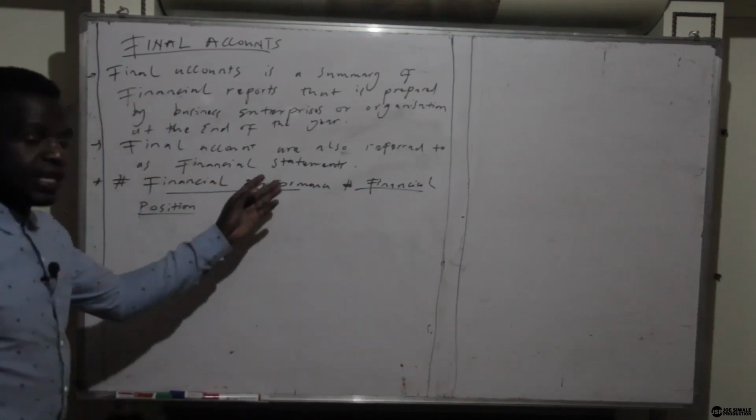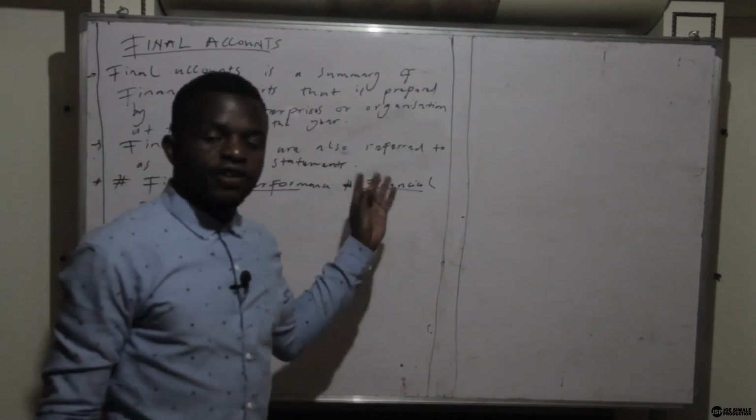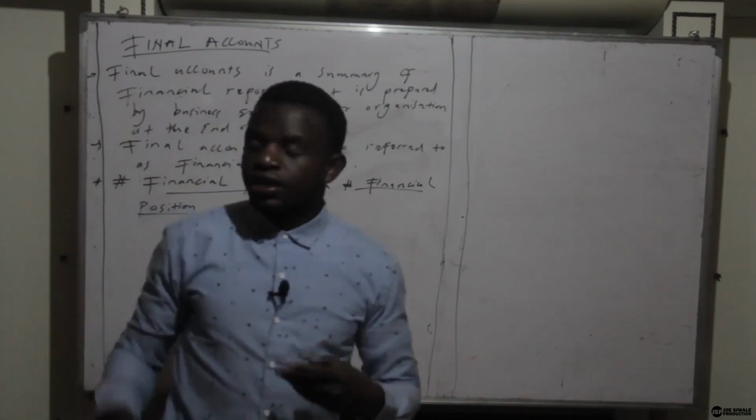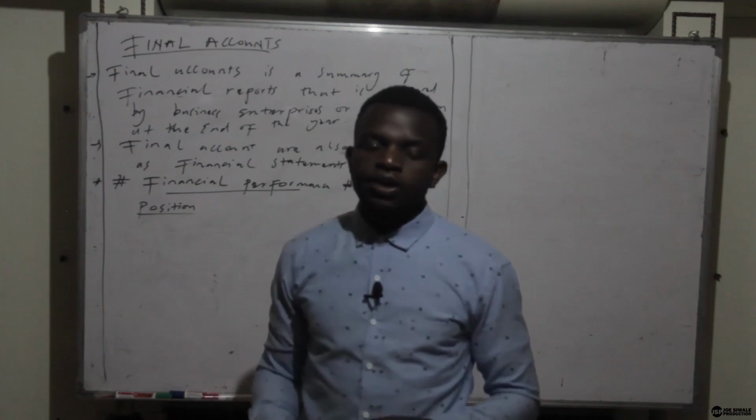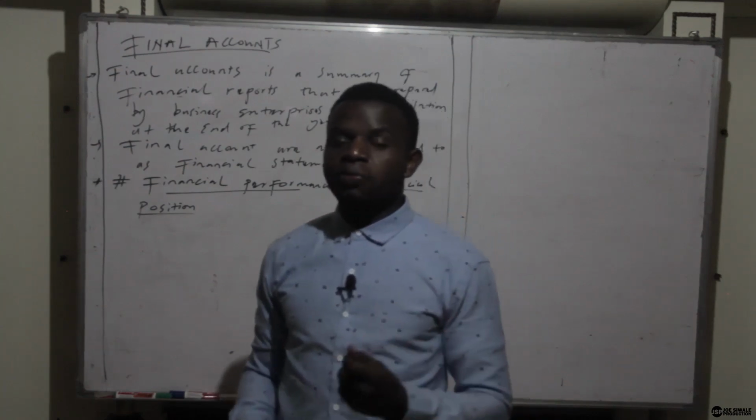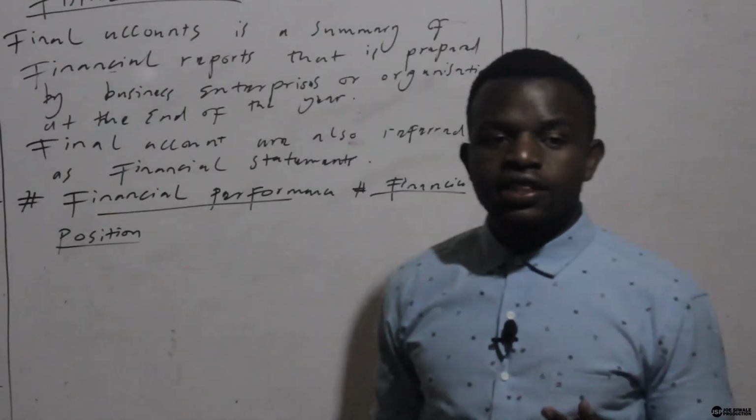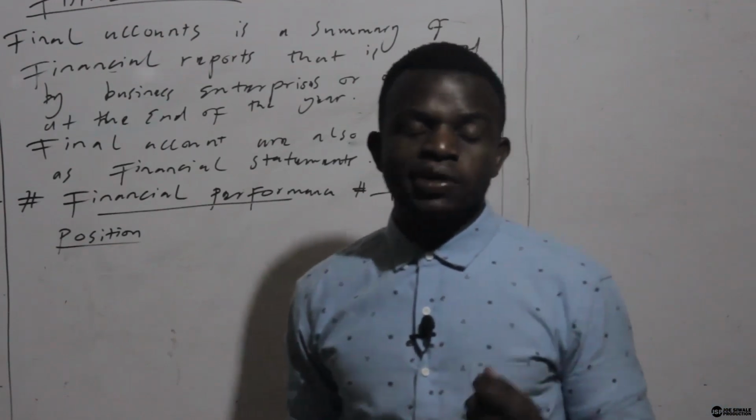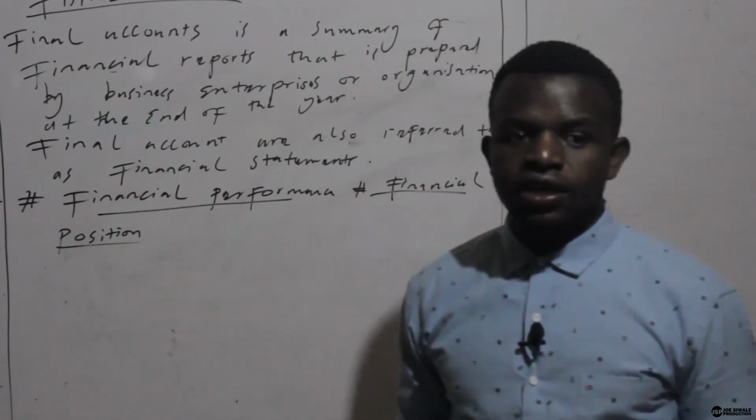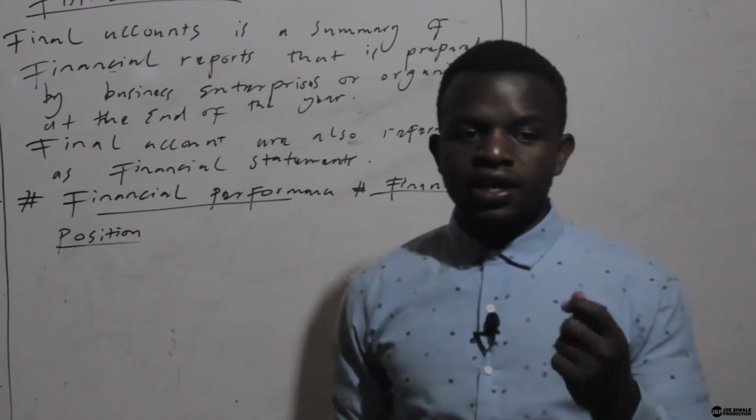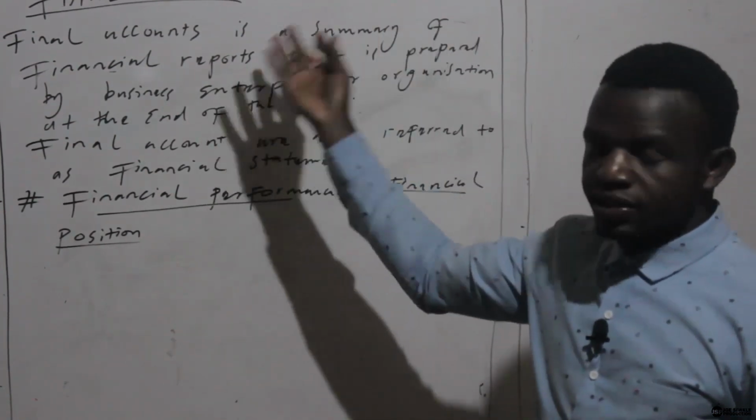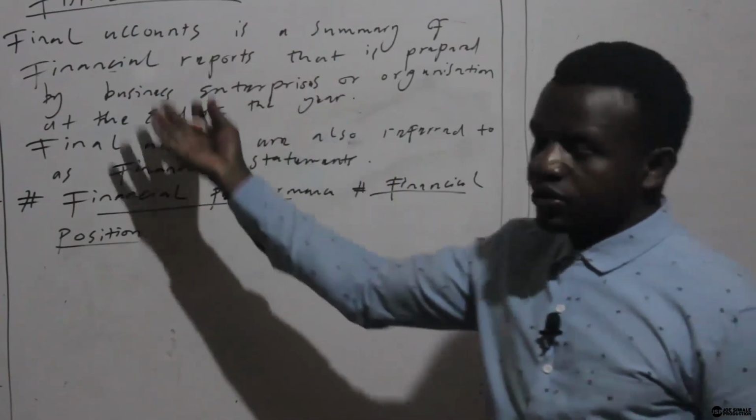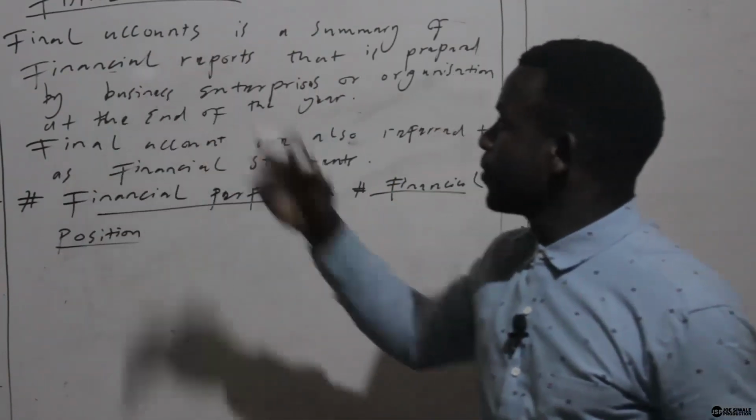And we have also said that the financial reports are called final accounts because they are prepared at the end of the year. We have also mentioned that the information that appears in the financial statements is obtained from the trial balance. So those are the points that we have mentioned in our introductory part for final accounts.